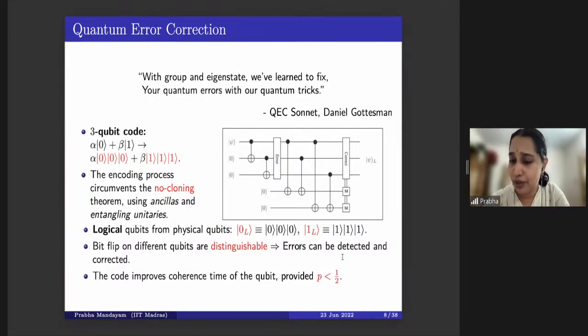And why is that important? Because if the probability of a bit flip is higher, then it's possible that I have multiple bit flips happening rather than a single bit flip. And then I will no longer have this property that each error is uniquely detectable and correctable. Okay, so let me just pause here for any questions.